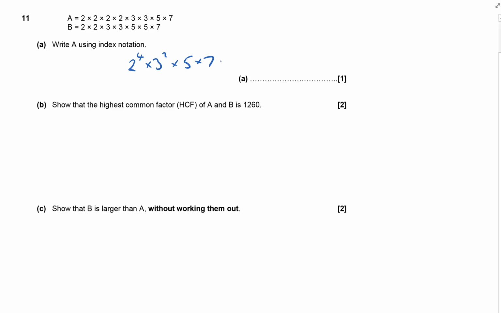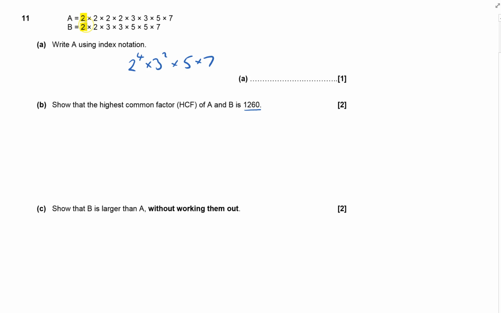1 mark. Show that the highest common factor of A and B is 1260. Well, it's quite nice to show that question, so I make sure I get 1260. If I get 1260, I'll have got it right. So I'm going to do this by highlighting. And I'm just looking at the factors which go into both.